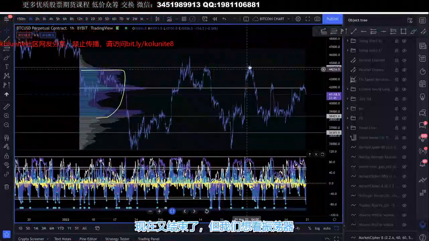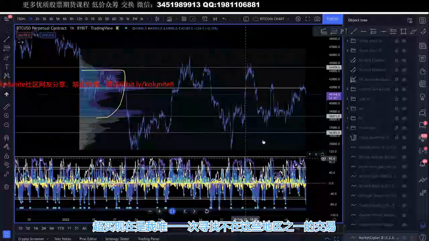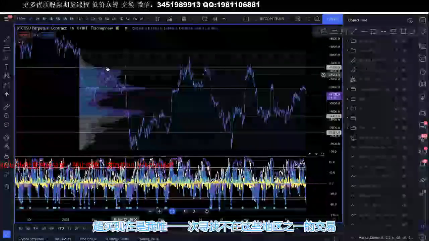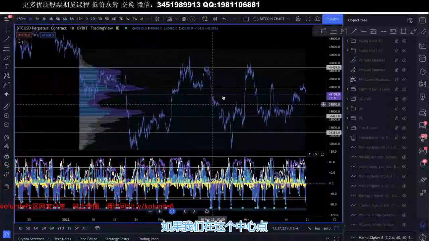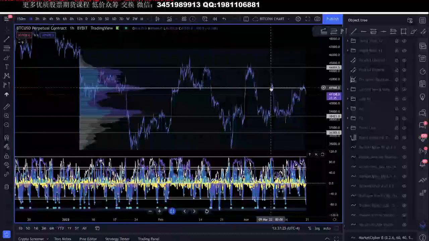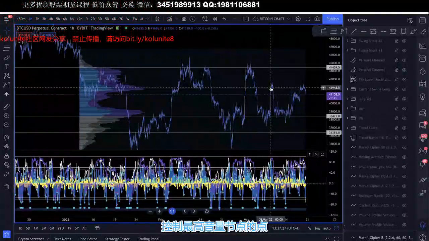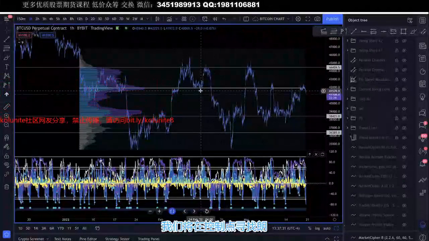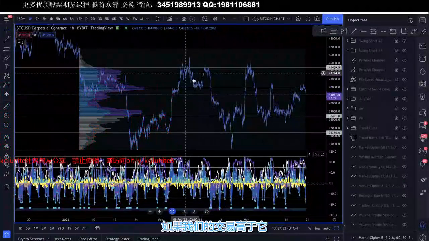Now, again, overbought, we want to see the oscillator overbought. Now, the only time I would look for a trade not at one of these areas is if we are at this center point, the point of control, the highest volume node. We will be looking for longs at the point of control. If we're trading above it, we look for a bounce.